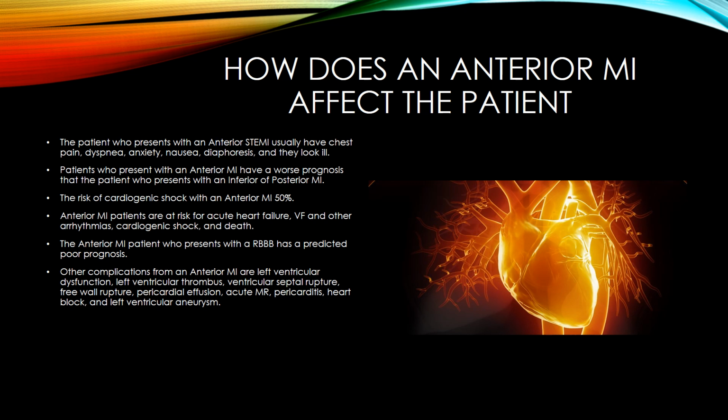Other complications that you can see from an anterior MI: left ventricular dysfunction, left ventricular thrombus, ventricular septal rupture, free wall rupture, pericardial effusion, acute MR, pericarditis. You can see those heart blocks and that left ventricular arrhythmia.